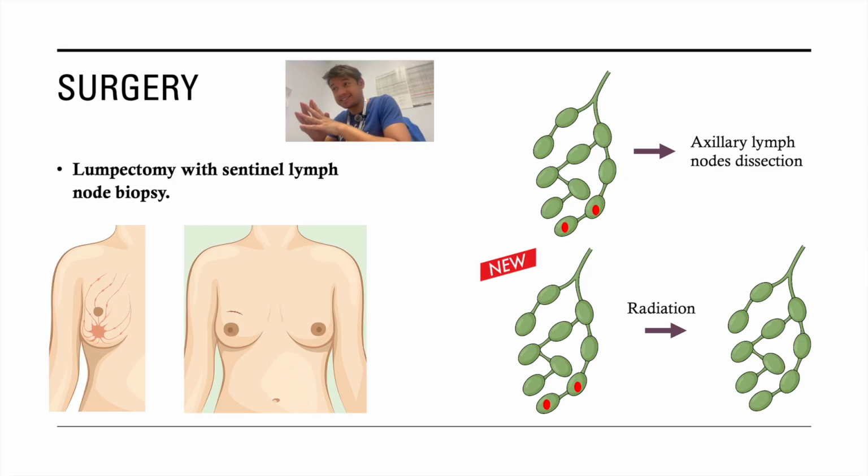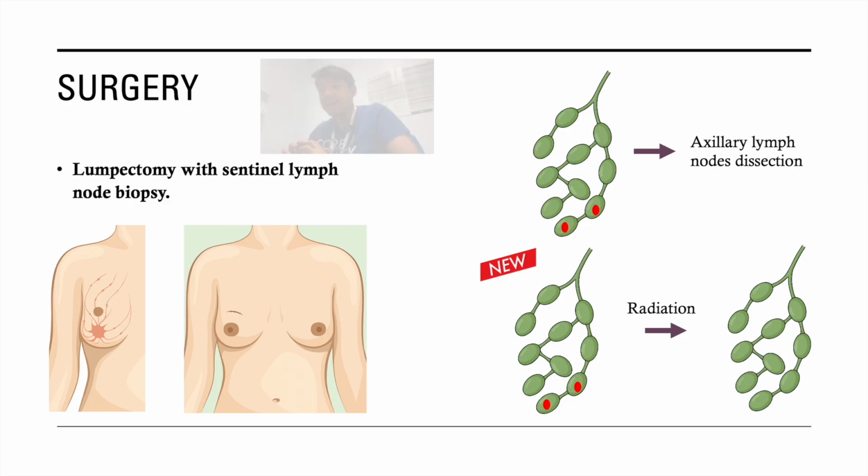In most cases, if the size of the tumor and the breast allow it, we perform a lumpectomy combined with a sentinel lymph node biopsy. Traditionally, if the sentinel node was positive, an axillary lymph node dissection, or ALND, was performed. ALND means removing all the lymph nodes in the level 1 axilla. This procedure was effective but often caused lymphedema.